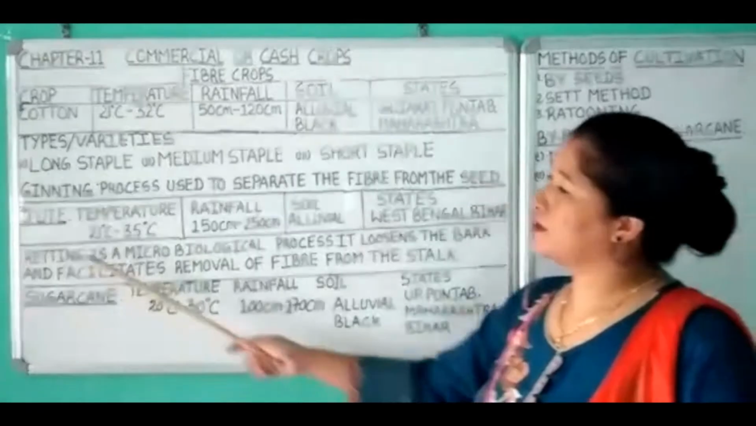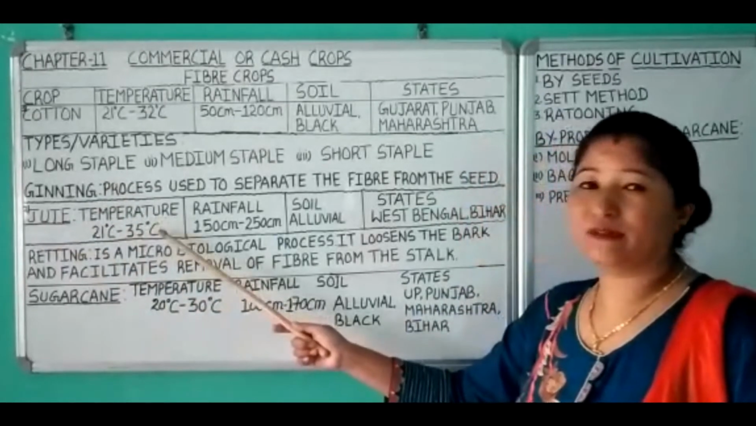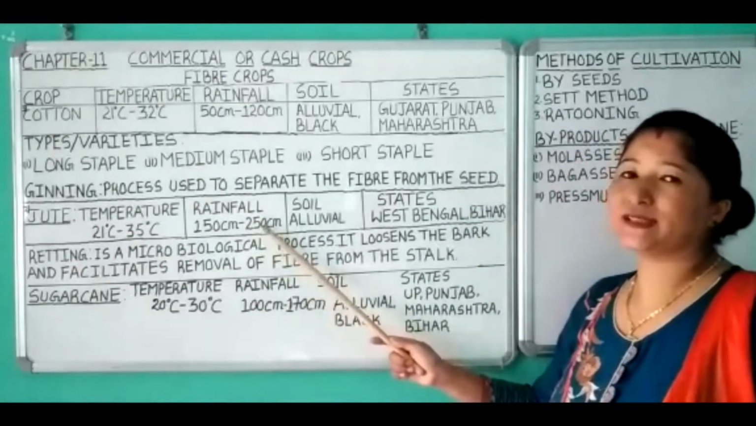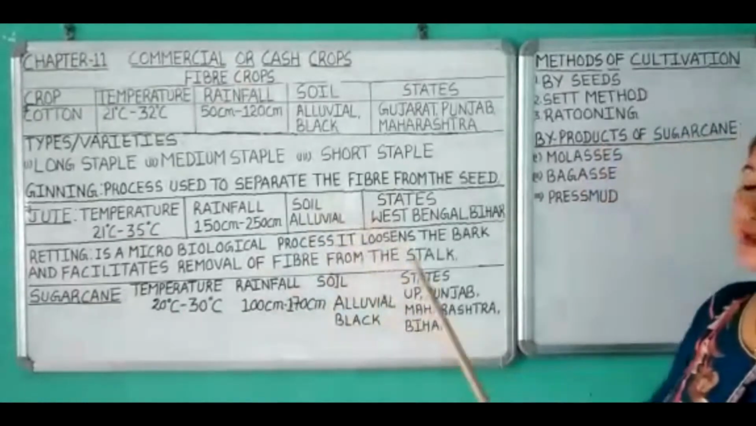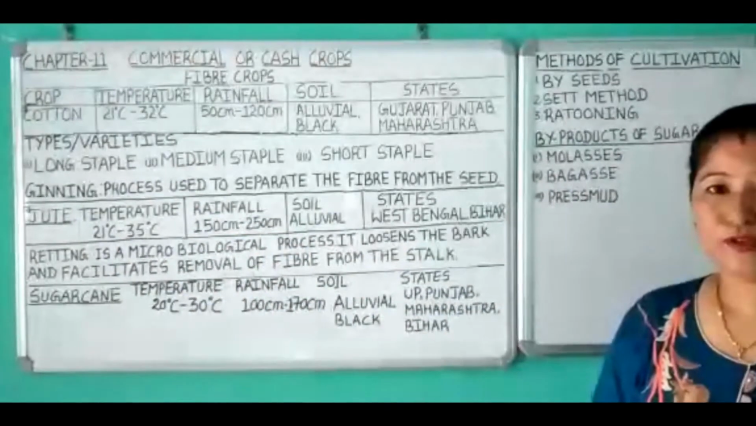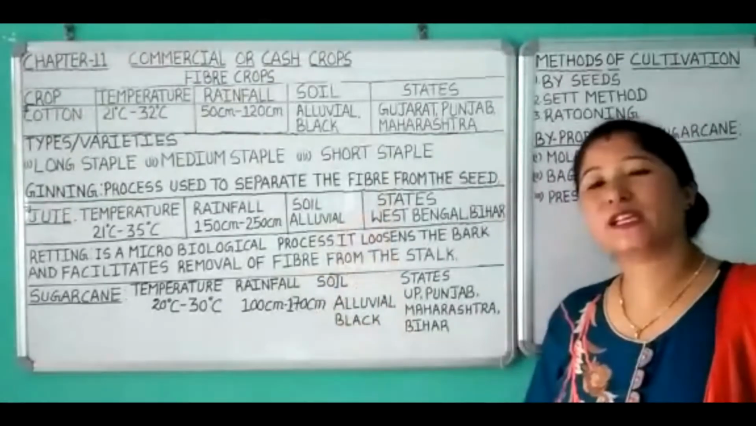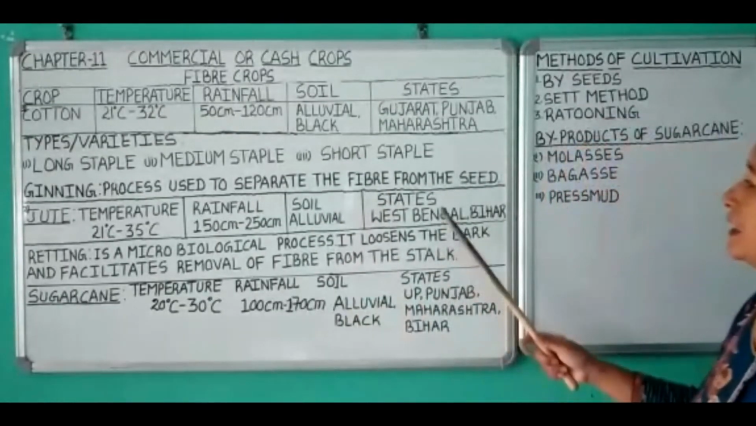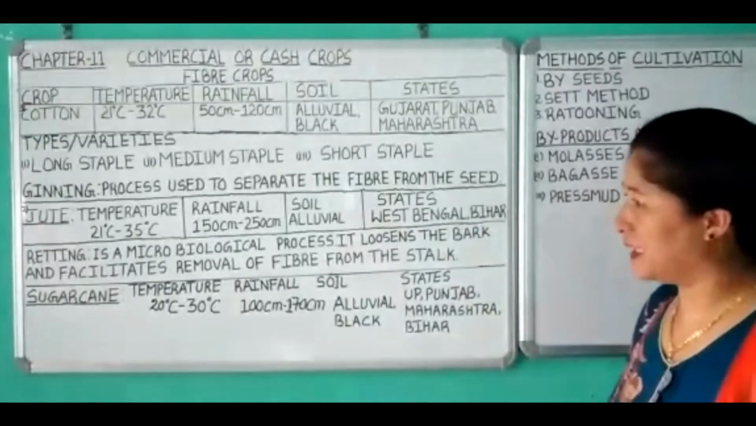Okay. So let's see the geographical requirement now. First, temperature: 21 degrees Celsius to 35 degrees Celsius. Then rainfall is 150 centimeter to 250 centimeter, and it should be well distributed. Then the soil is alluvial soil, and like cotton, jute is also a soil exhausting crop. But since it is grown in the deltaic region, in alluvial soil, the soil gets renewed every year during the time of the monsoon flood. So, therefore, they are fertile. Then the states are West Bengal, Bihar, Odisha, and also in other minor states.